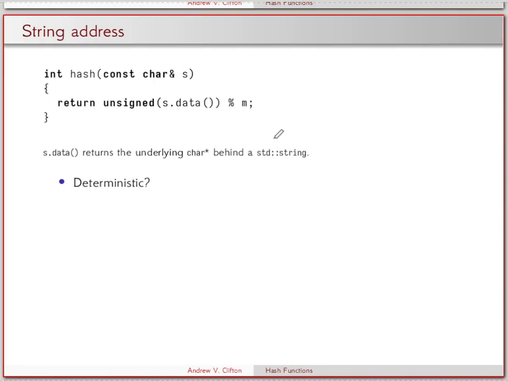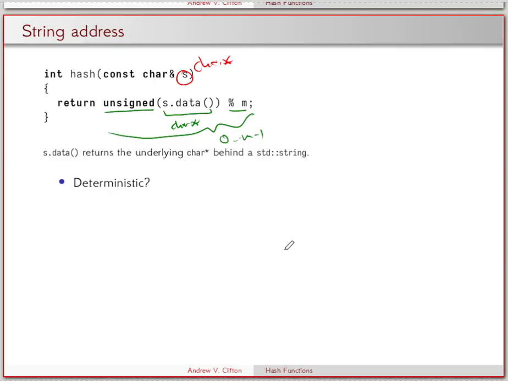Okay, what if we use the string's address here? We can get the address of the actual string inside of it, that is the character pointer inside it, by using s.data. Why am I using red? I don't know. So s.data gives us the address of this string within memory, and then we can convert it to a number by wrapping it in unsigned, and then do it modulo m, so that I get a value between 0 and m minus 1. So this is just taking where the string is located in memory and turning that into its hash value.